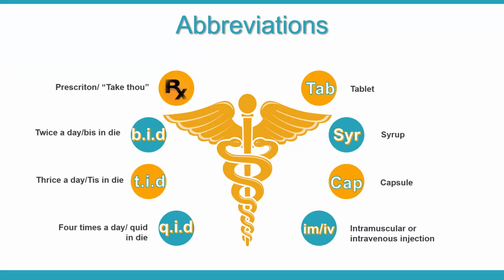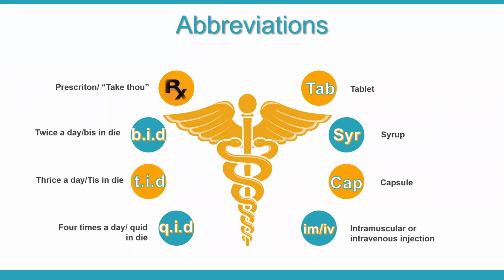And tablet can be abbreviated as TAB, syrup as SYR, capsule as CAP, and then intramuscular or intravenous injections are abbreviated as IM or IV. Intramuscular, the injection that has to be given in the muscle. Intravenous, the medicine or the injection that has to be given in the veins. That is what IV and IM mean.